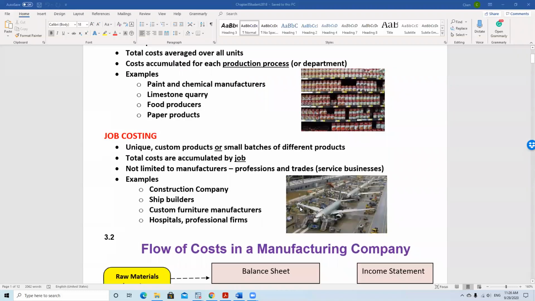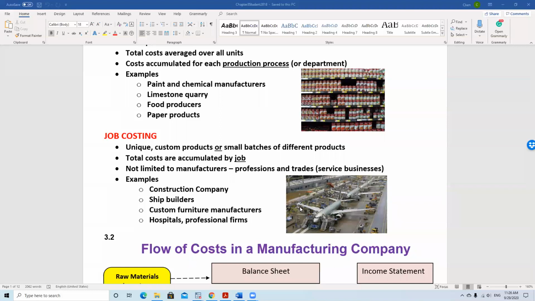However, there are different kinds of job costing. When we produce unique custom products or small batches of different products. For example, if you are Boeing or you are Ford, you cannot produce an airplane or a car within a day or a month. And even though your product is not completed yet, you have to record your costs. And then how do we do that? We're going to need job costing.